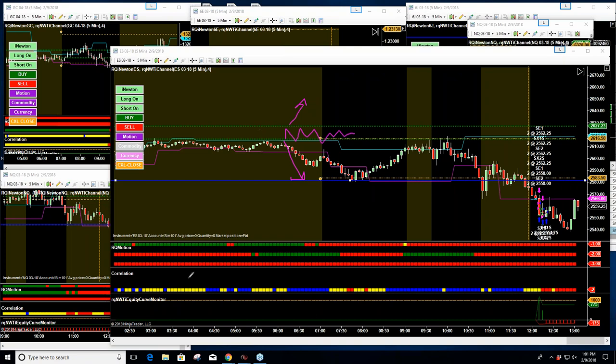RQ Motion uses our proprietary velocity indicator. So for shorts, they all have to be red. You won't get signals here. For longs, they all have to be green. And down here, you'll have one or two of your correlation filters. And that's a whole different topic that I'm going to cover in another training session.